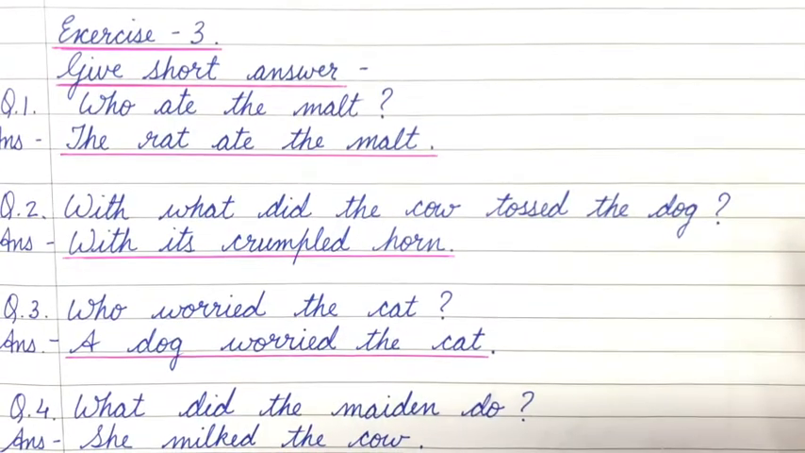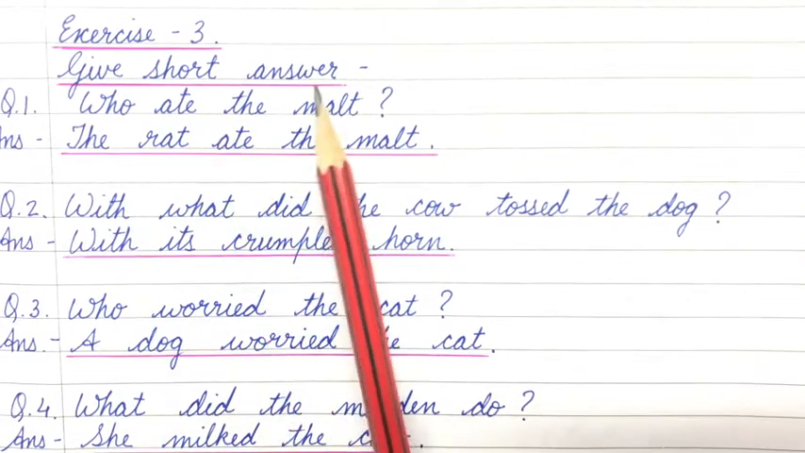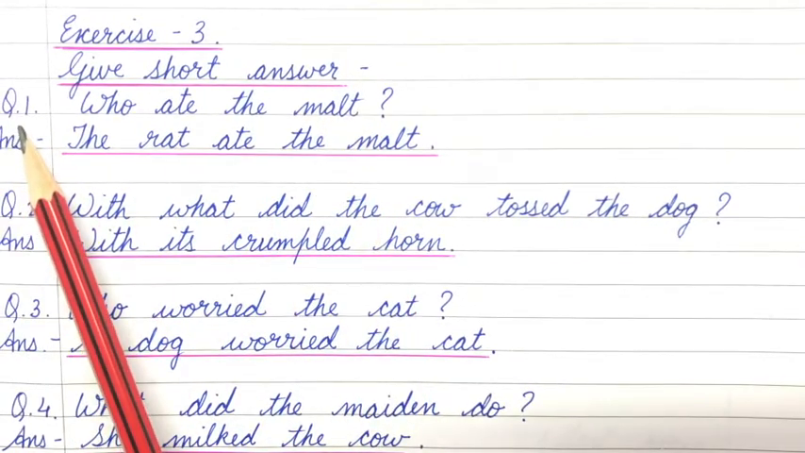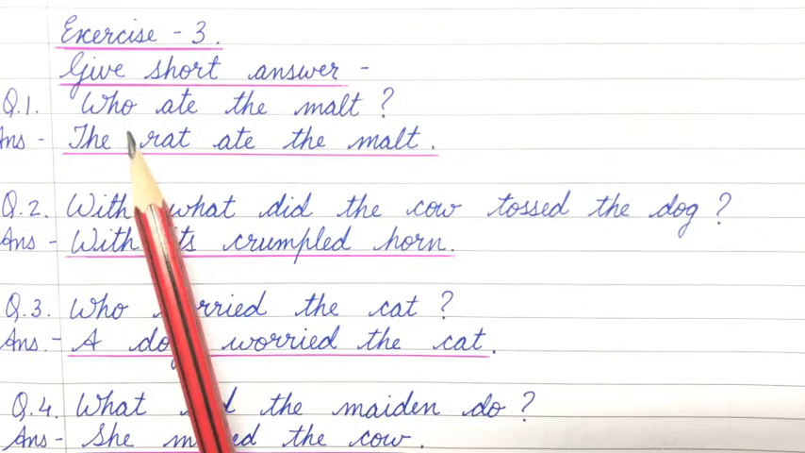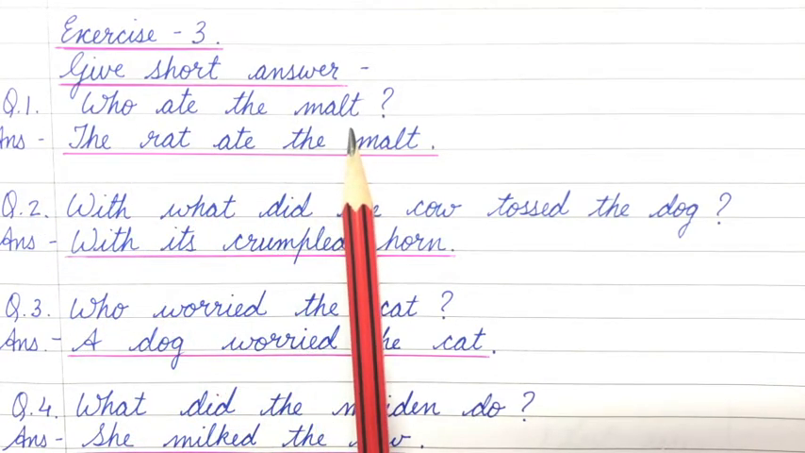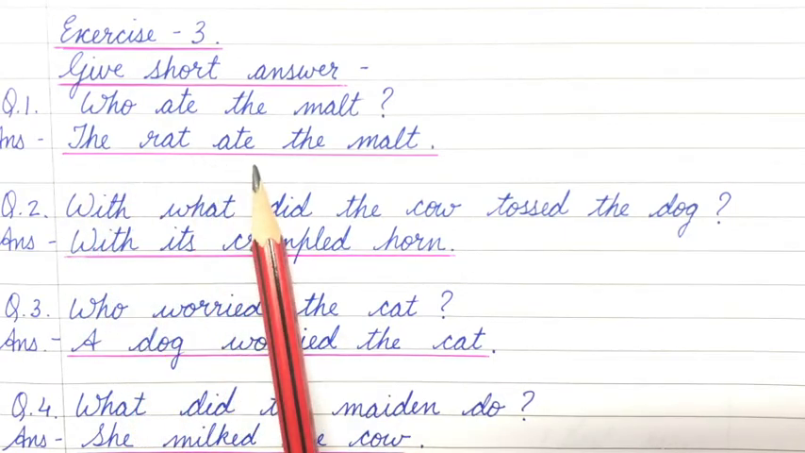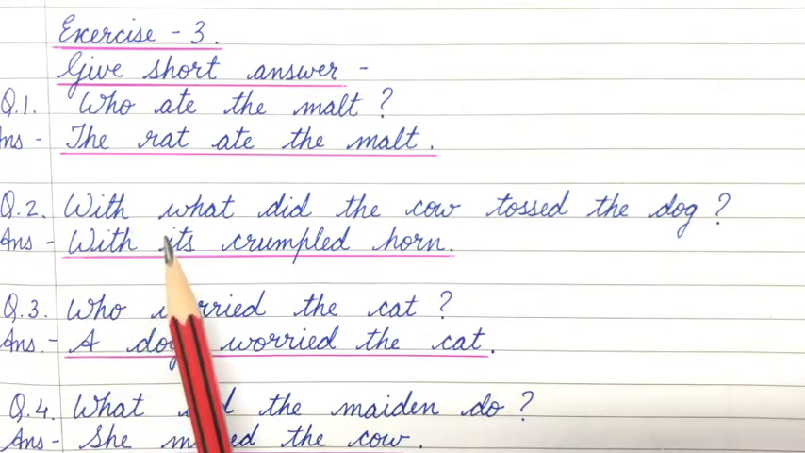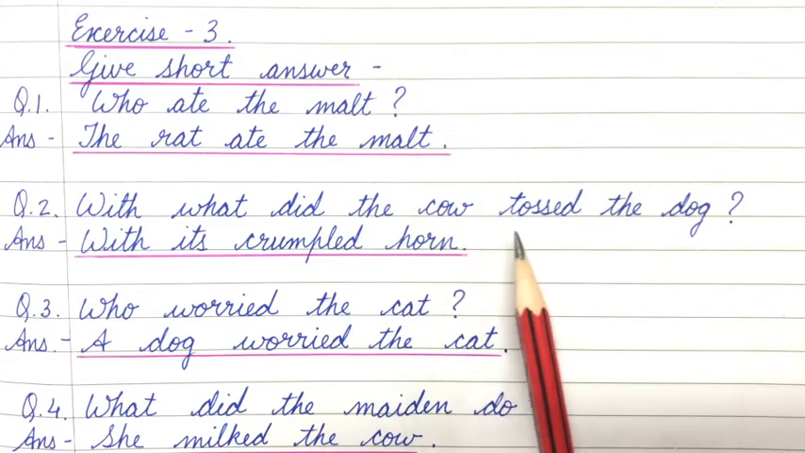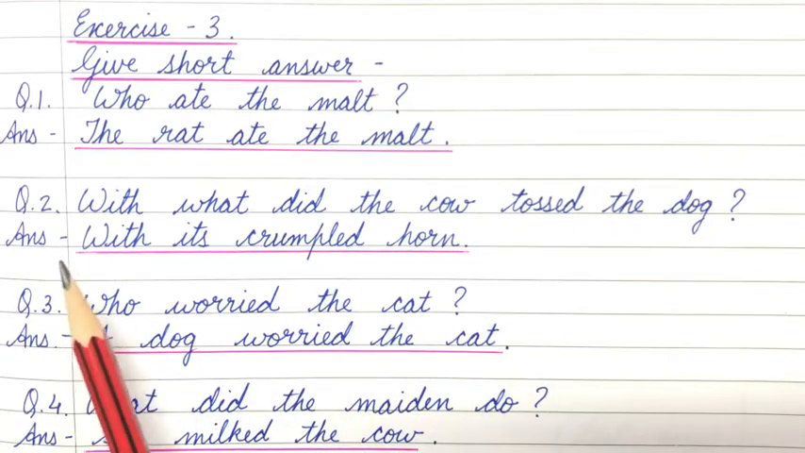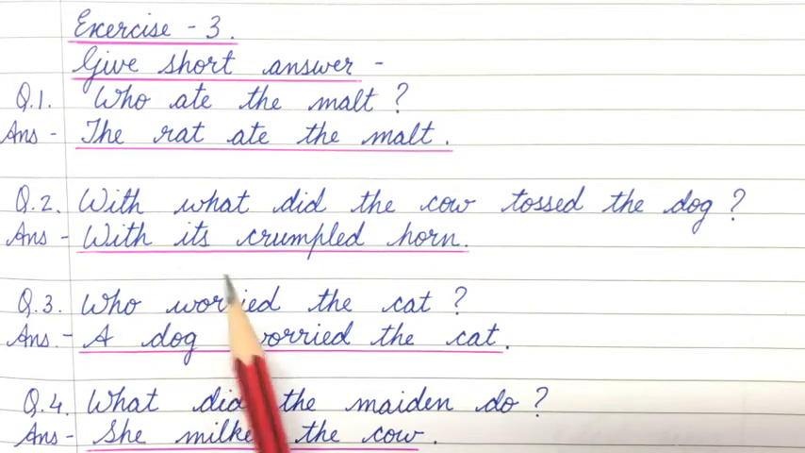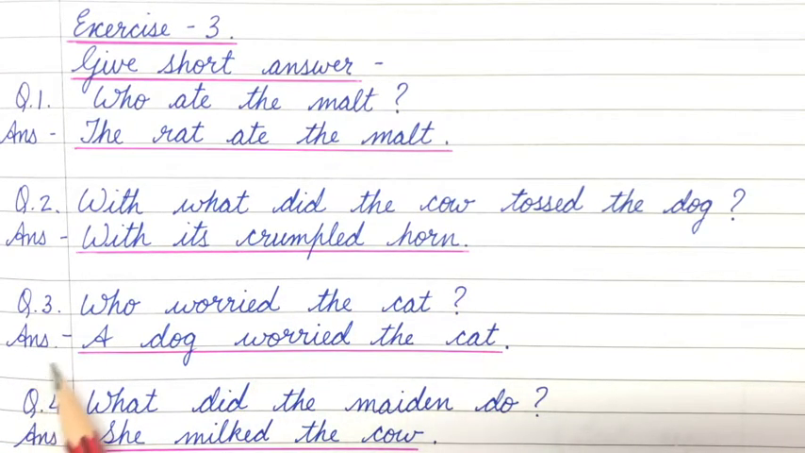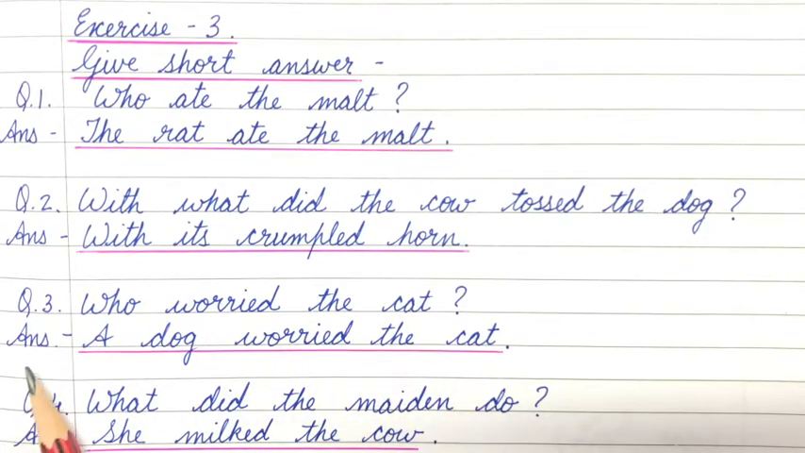Exercise 3. Give short answers. Question number 1. Who ate the malt? The answer is the rat ate the malt. Question number 2. With what did the cow toss the dog? The answer is with its crumpled horn. Number 3. Who worried the cat? The answer is a dog worried the cat.